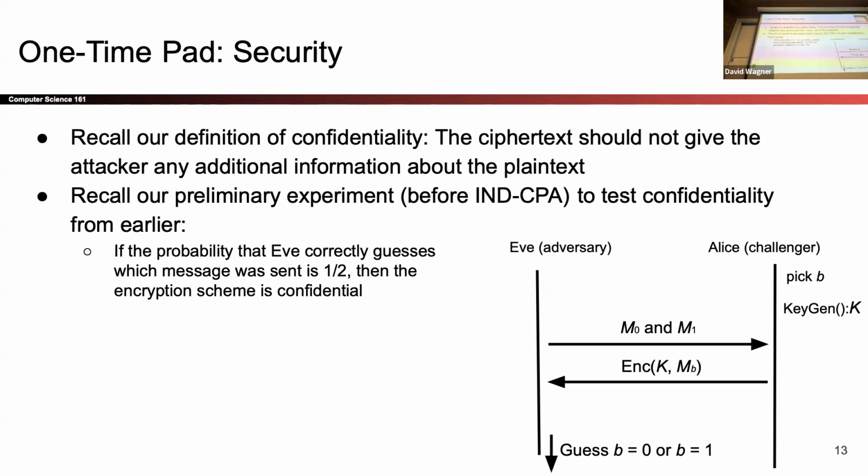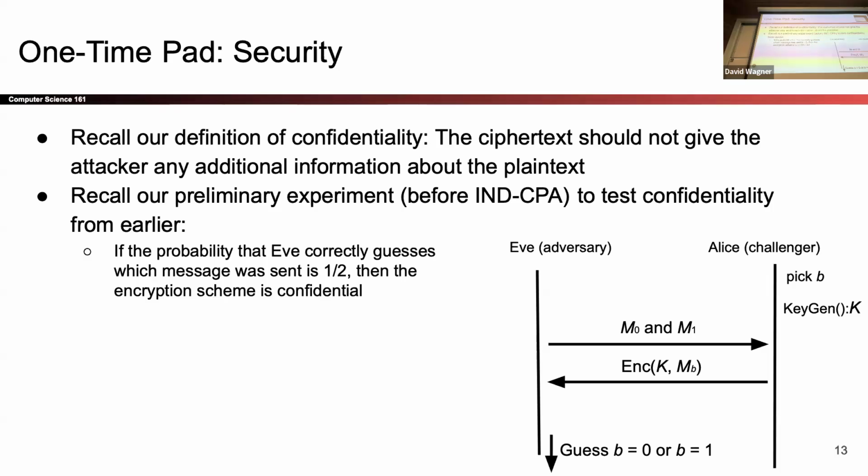So let's suppose that M0 is just the 1-bit message 0, a single 0 bit. And the other message, M1, is a single 1 bit. And let's try to figure out, for that pair of messages, whether or not the ciphertext can help Eve guess which message was encrypted. So the key is going to be a single bit. Suppose that Eve observes the ciphertext is 0.